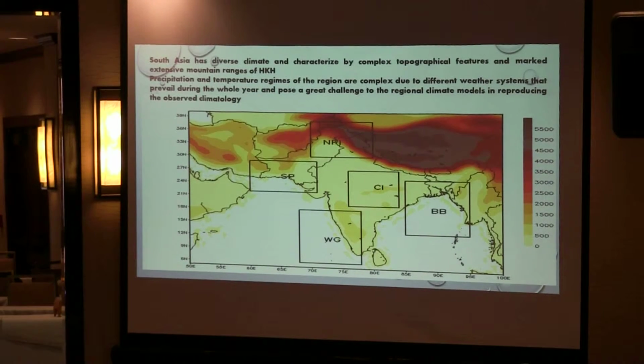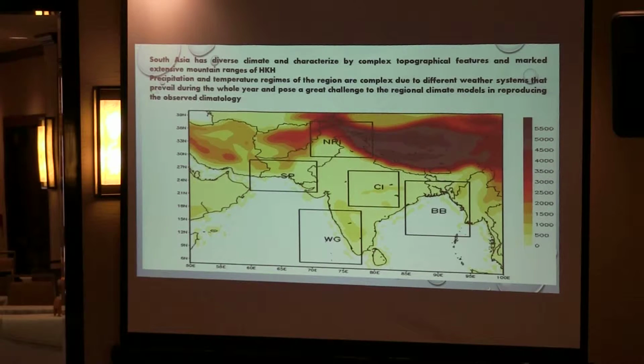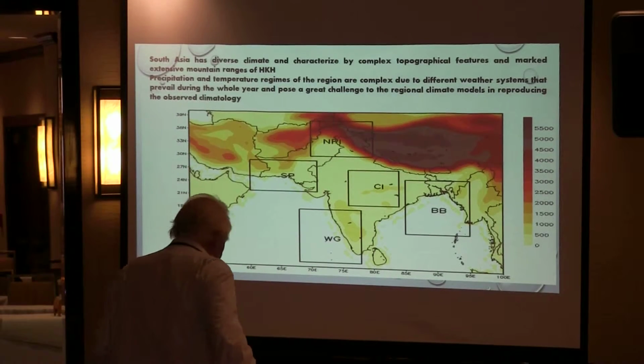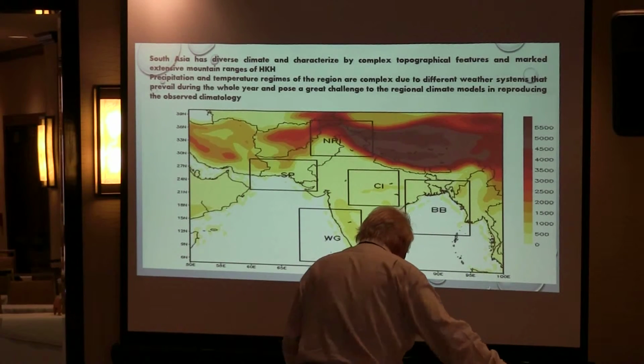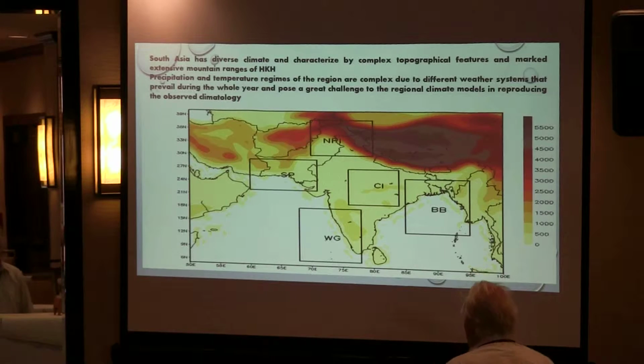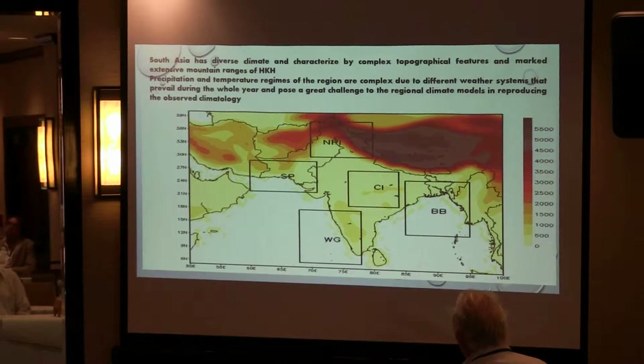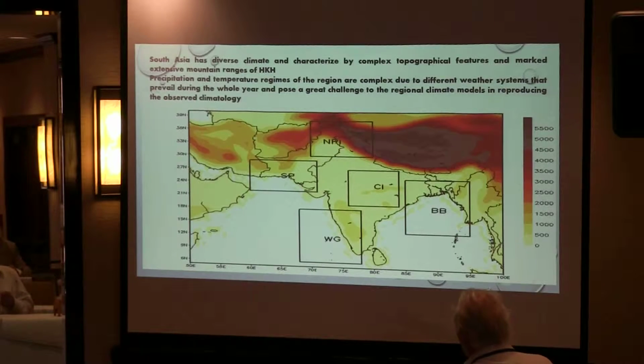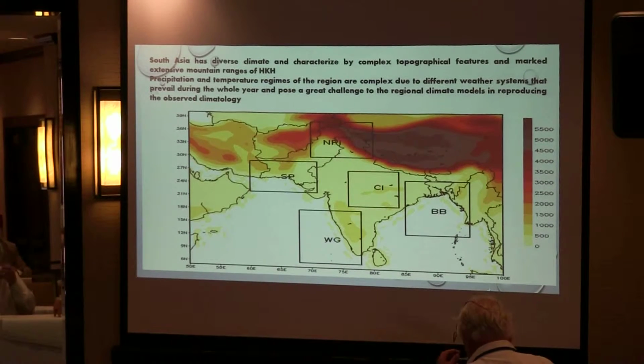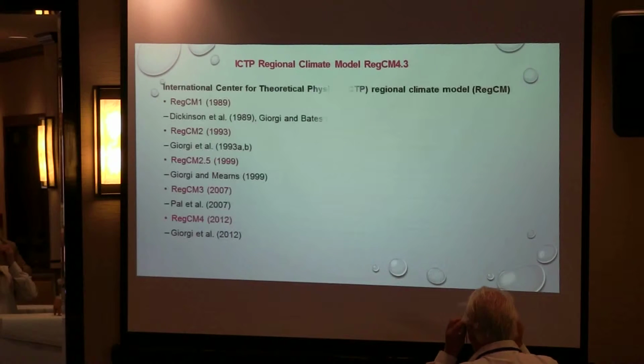This is the topographical map of the study area of South Asia, from 50 degrees to 100 degrees east and 5 degrees north to 40 degrees north. It is further divided into sub-regions like Bay of Bengal, Western Ghats, Central India, Northern Pakistan and India, and Southern Pakistan. The topography of the domain is complex, as shown in the figure, with high mountain ranges of the Hindu Kush, Karakoram and Himalaya, and different types of weather that pose a great challenge to the climate model in reproducing the observed climatology.